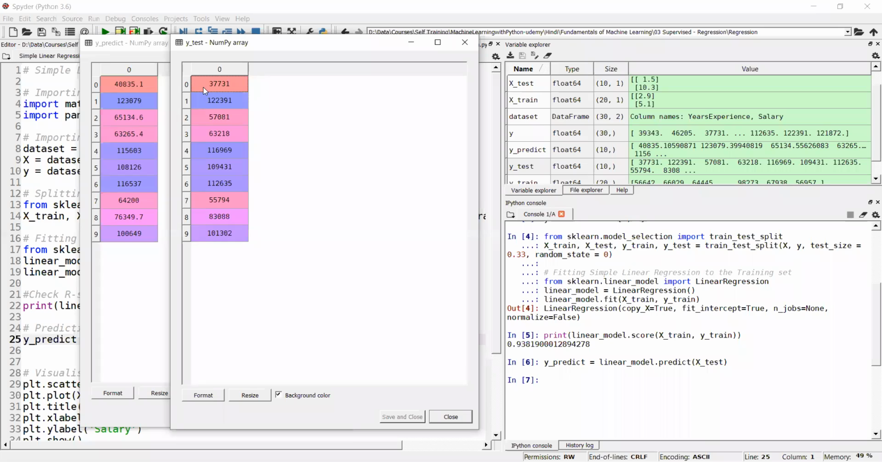So first reading you can see actual value was 37,000 something, but the predicted value came 40,000. Some 3,000 difference is there. So second reading is almost same, 1,22,000, 1,23,000. It's almost same. Third reading, the difference is a little bit big. So this way you can see the difference between various readings from 0 to 9. In our test set we were having 10 values, right? That's why we got these 10 readings, y pred and y test.